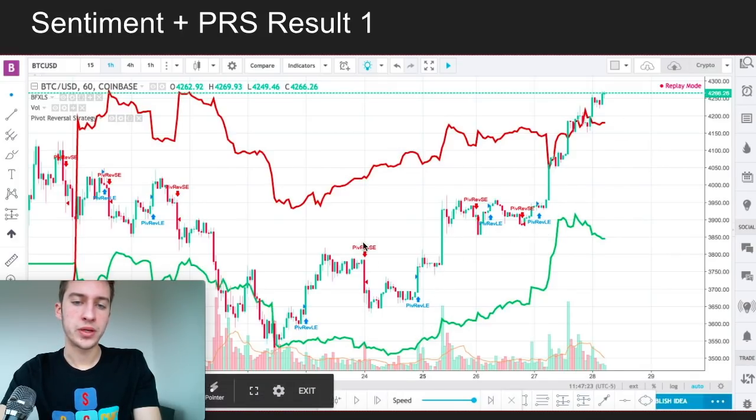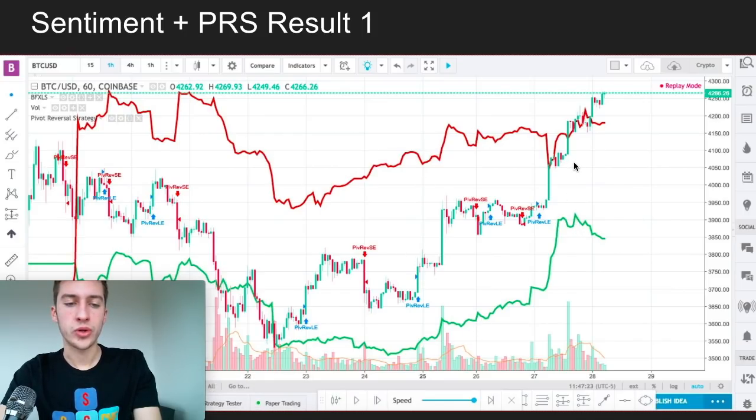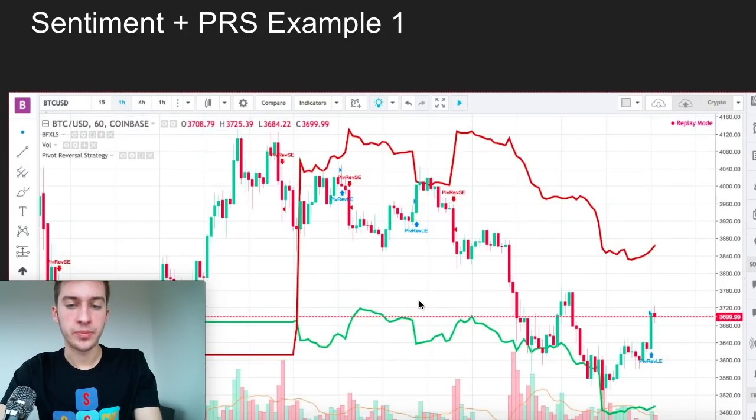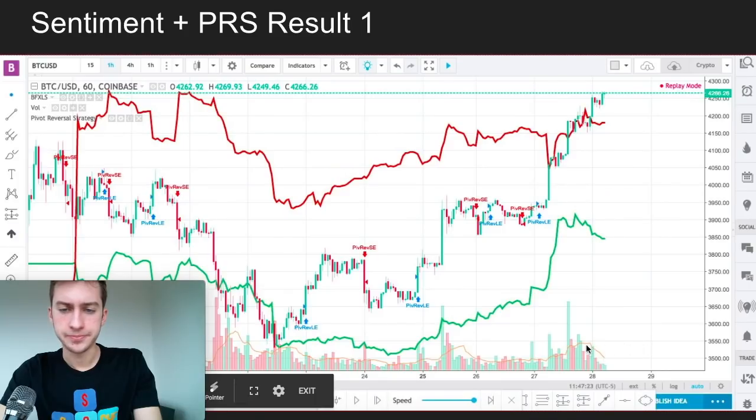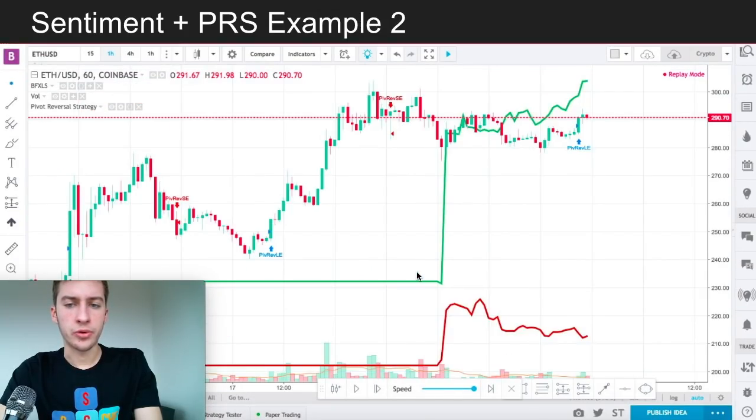We can also see that open interest is increasing as shorts and longs are both increasing, showing that new market participants are likely coming into the asset, here being Bitcoin. So yeah, this would have been a fantastic buy, and it would have been validated by sentiment, as you can see here. At the 3,700 level, we would have bought. Let's go on to one more example.